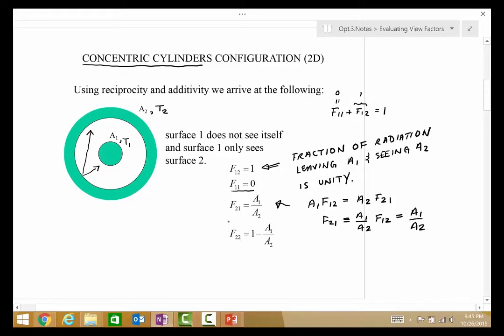This allows us to find the fraction of radiation from surface 2 that sees itself. And clearly you see that as A1 becomes small compared to A2, so if you have a very small cylinder and a much larger cylinder, most of the radiation from surface 2 is going to see itself, and only a small fraction of it will see surface 1.